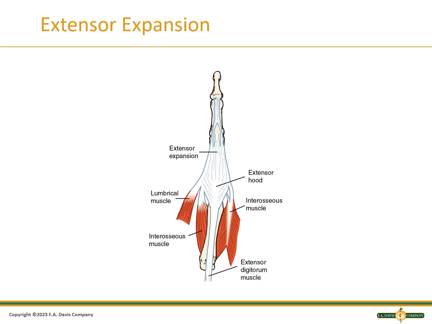So our extensor muscles, both of the extrinsic and intrinsic of the hand, fan out into what we call the extensor expansion. So you can see lumbricals will go in and insert into the extensor expansion. Our extensor digitorum goes in there, and our interosseous muscles. And the extensor expansion is just basically an extension of connective tissue where we don't necessarily have contractility, but it allows for improved dexterity of the fingers.